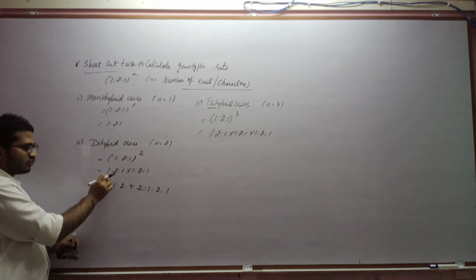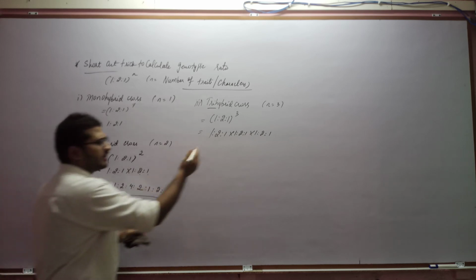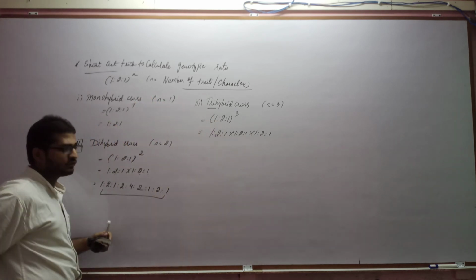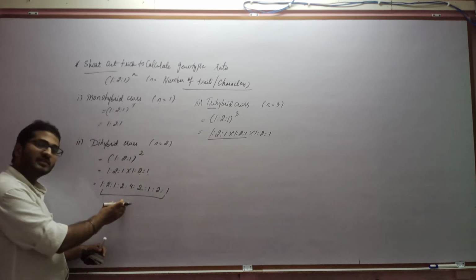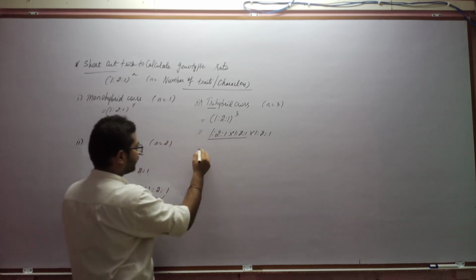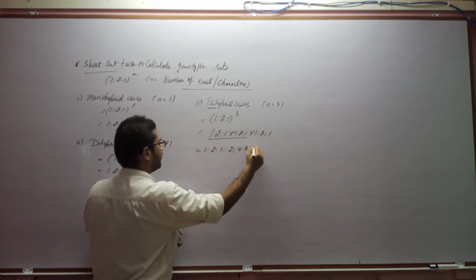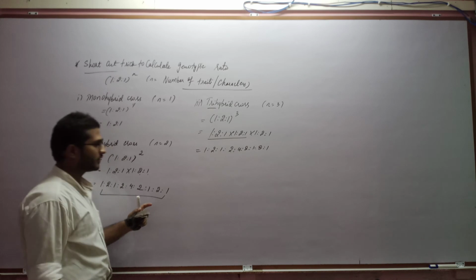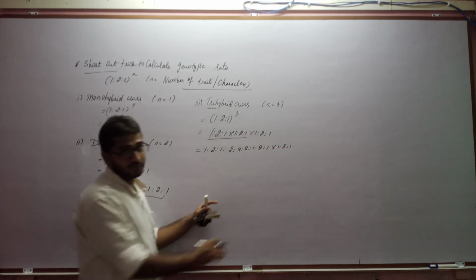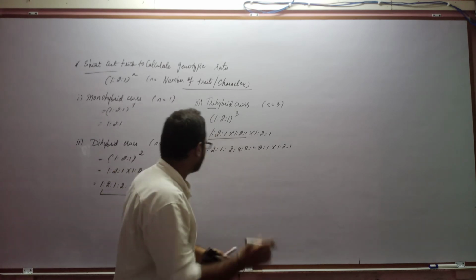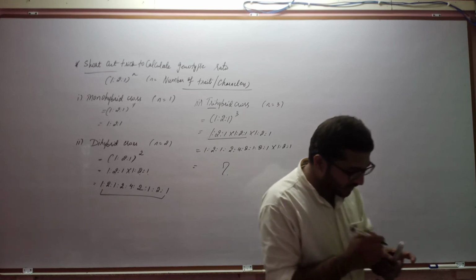Now 1:2:1, when it is repeated 2 times, the answer is this, straightforward, as we have done in the phenotypic ratio. 1:2:1, when it is repeated twice, the answer is this. So we will write 1:2:1, 2:4:2, 1:2:1. This is multiplied with 1:2:1. Now it is your task to calculate the genotypic ratio for tri-hybrid cross experiment, and you have to send it to me in person.